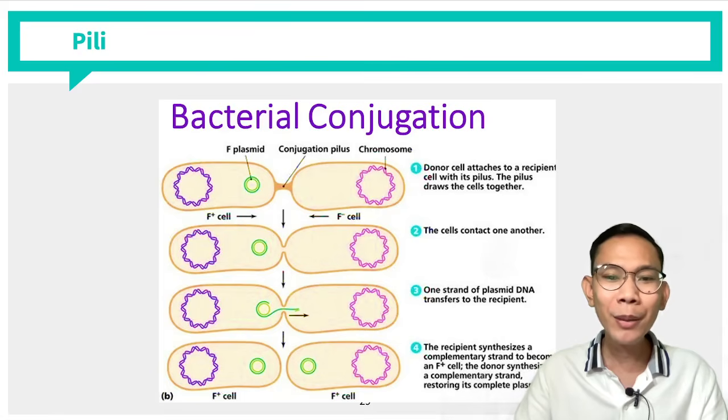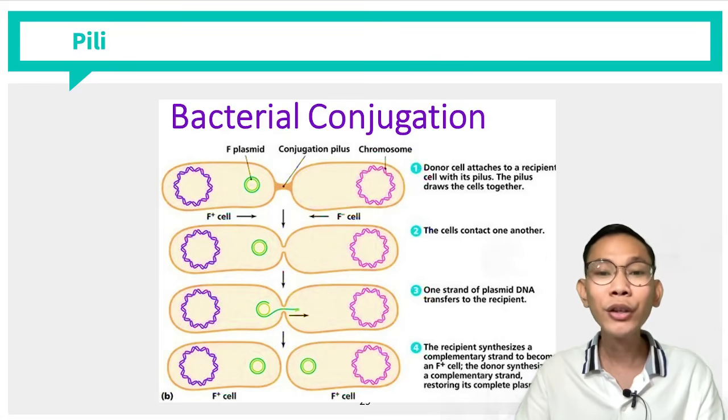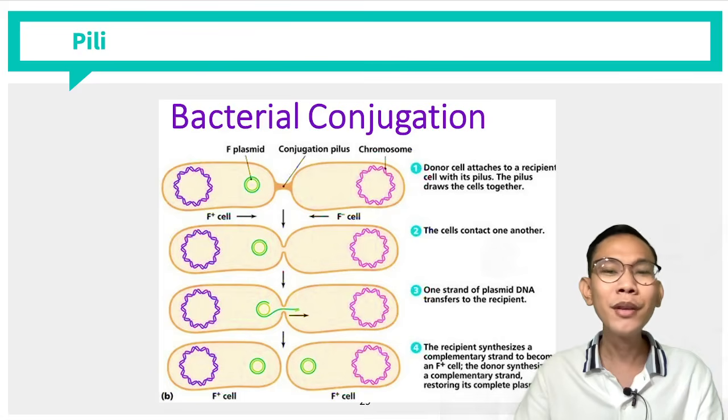Your cell will be attached to this cell by the action of your pilus. Then next, since it will already be attached, it will transfer one strand of your extrachromosomal DNA or your plasmid. And then since there is only one strand, each of the cells will now create the complementary strand. Therefore, the characteristic of your donor cell will now be transferred to your receiver cell, making your receiver cell also resistant. Remember, your plasmid is responsible for making the cell resistant to antibiotics.